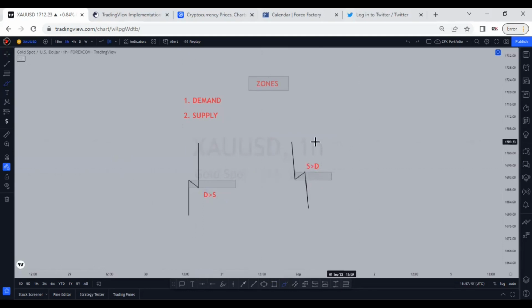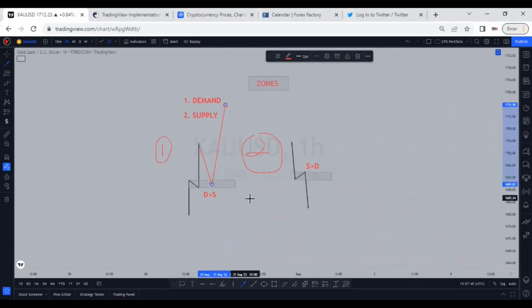So these are the demand and the supply zones that we have. Number one is demand. Number two is supply. Notice that when price comes into the demand zone, the expectation is that it's going to go back up. And when price goes all the way into the supply zone, the expectation is that it will continue to drop.